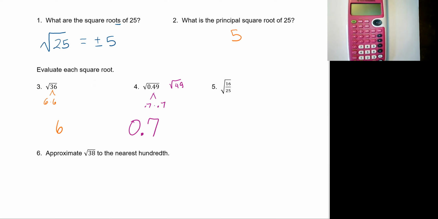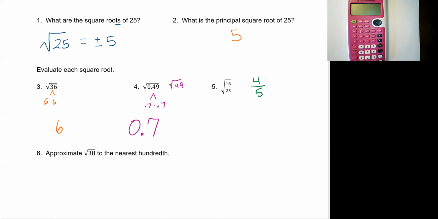And number 5, we want the square root of 16/25. We know that 4 times 4 is 16, 5 times 5 is 25, 4/5 times 4/5 would be 16/25.